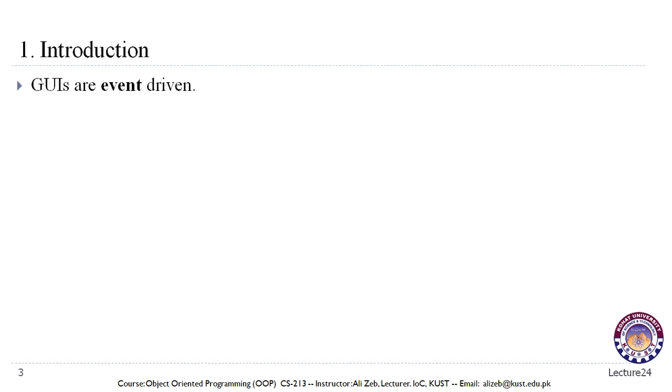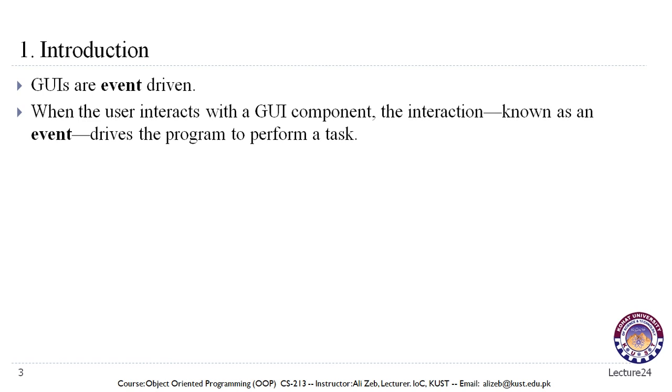So we understand that graphical user interfaces or GUIs are event driven. The interface waits for a response from the user, it waits for a click from the user, or it waits for the pressing of an enter key or a button, and then it will respond according to what we have coded behind that object on the screen. When the user interacts with the GUI component, the interaction, known as an event, drives the program to perform a task.